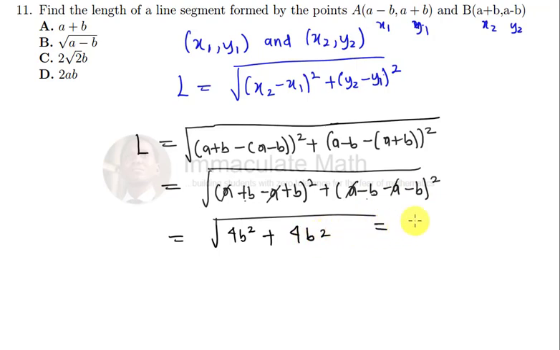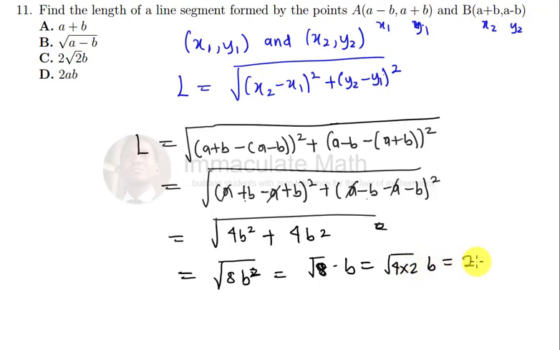All right, so that means in general we are going to have this solution to be the square root of 8b squared, which I can write as the square root of 8 multiplied by the square root of b squared, which is b. And 8 itself can be written as the product of 4 and 2, which is 2 root 2, multiplied by b. So the correct option here is c.